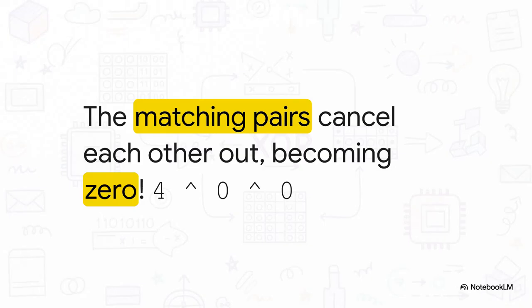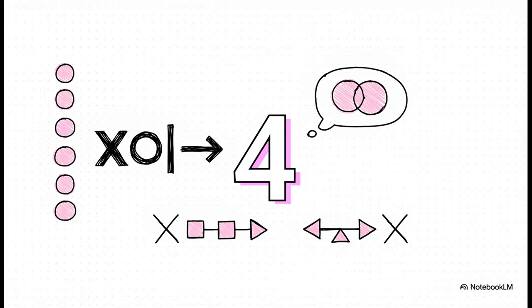And now look what happens. It's beautiful. The 1 XOR 1 becomes 0, the 2 XOR 2 becomes 0, every single pair in the list cancels itself out and just vanishes into a 0. So what are we left with? Our lone survivor, the number 4, XORed with a bunch of zeros. And because of the identity property, we know that just leaves us with 4. By XORing the entire list, we instantly find the one unique number.